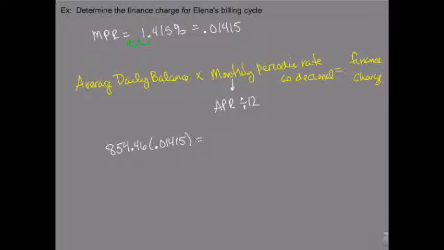What does that say underneath the monthly periodic? APR divided by 12. The other one. Oh, as a decimal. As a decimal. Yeah. Thank you. No problem. And so she's going to get charged $12.09 as her finance charge.